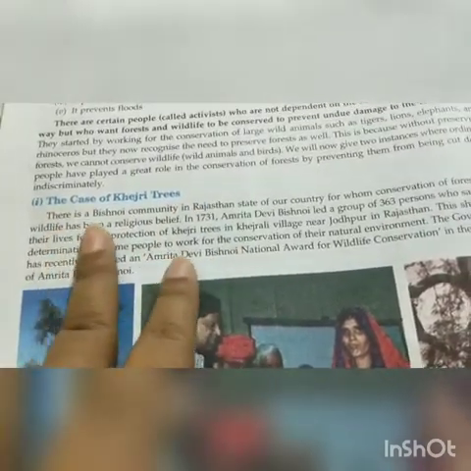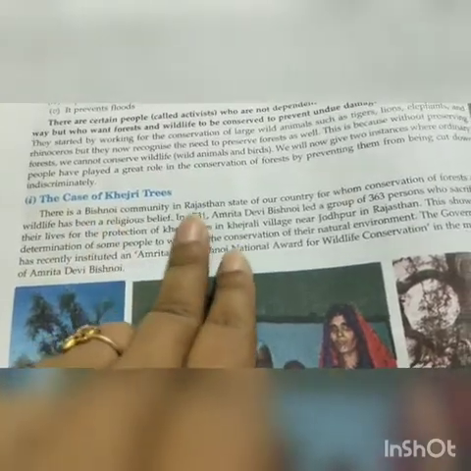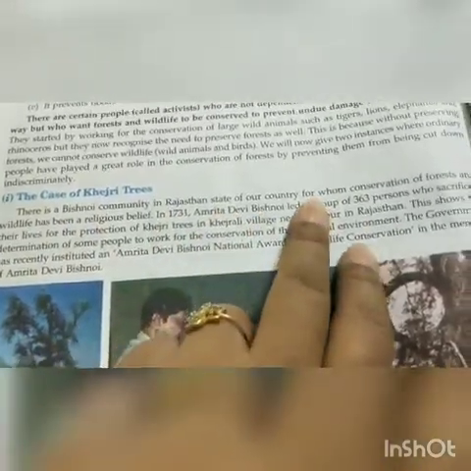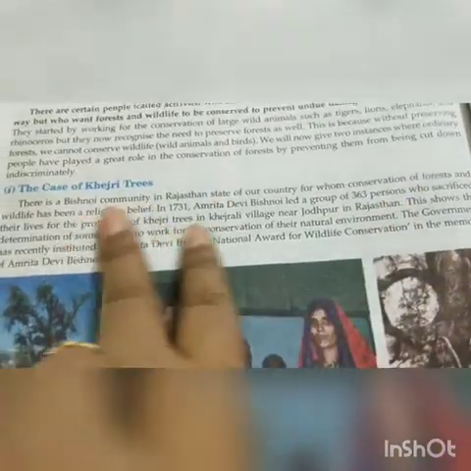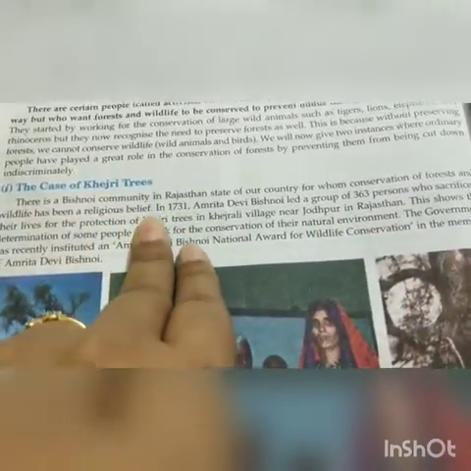There is a Bishnoi community in the Rajasthan state of our country for whom conservation of forest and wildlife has been a religious belief.